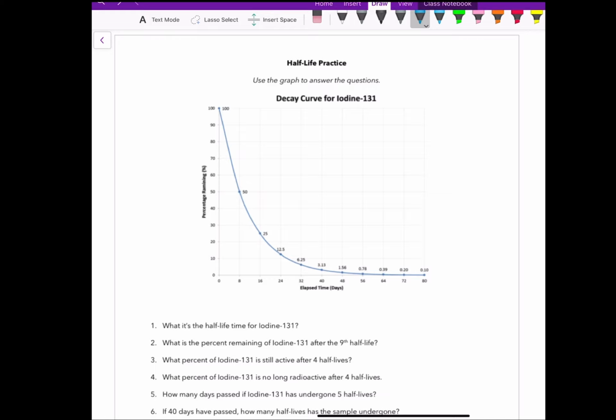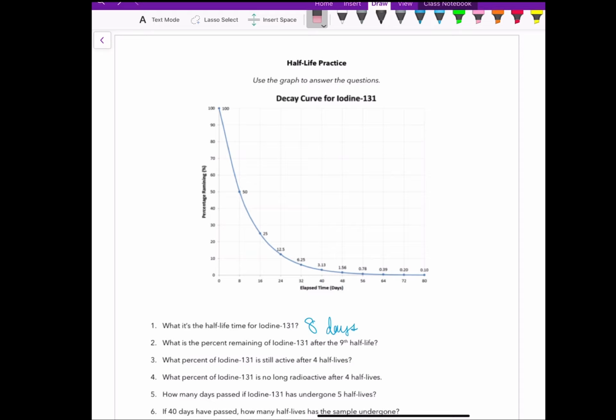So the half-life is the time it takes for 1/2 of the sample to decay. So we're looking for a time, which means our answer is going to come from the x-axis. And half of our sample, that means 50% is remaining. So if we match that up, that means our half-life would be 8 days.